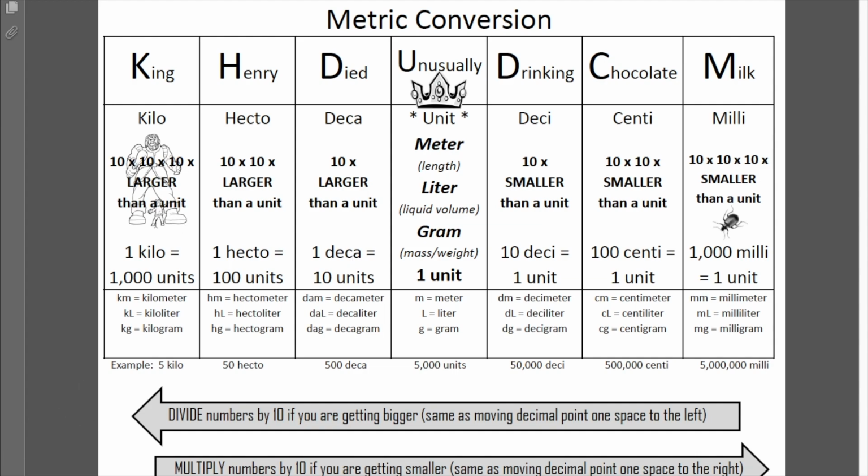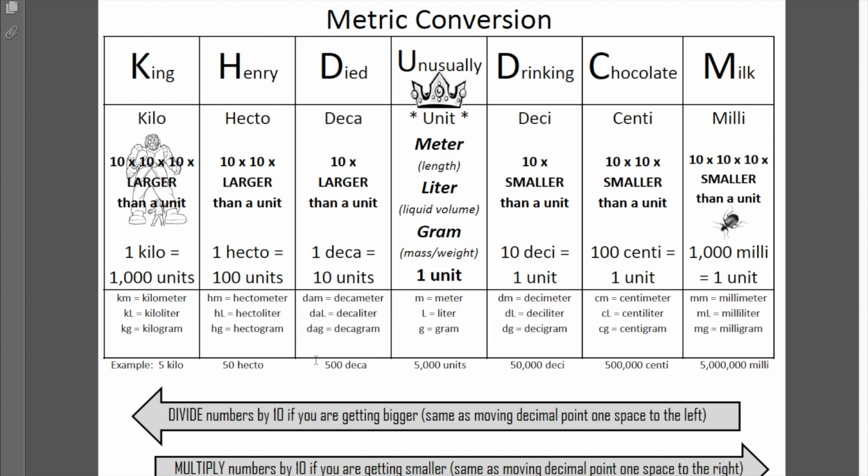So the main thing that I want you to get from this are these things right here. That says 1 kilo is equal to 1,000 units, 1 hecto is equal to 100 units, 1 deca is equal to 10 units, 10 deci is equal to 1 unit, 100 centis are equal to 1 unit, and 1,000 millis are equal to 1 unit.